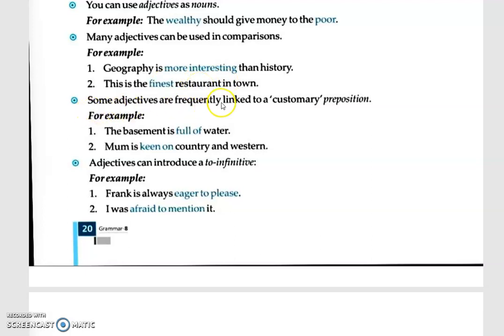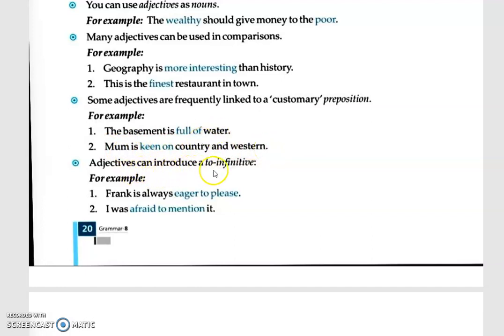Some adjectives are frequently linked to a customary preposition. For example, the basement is full of water. Now we know a basement is underground, and there is water. We know there is water, but it is telling us how much water there is. So it is full of water. Mum is keen on country and western. So keen here shows us Mum's opinion about country and western.